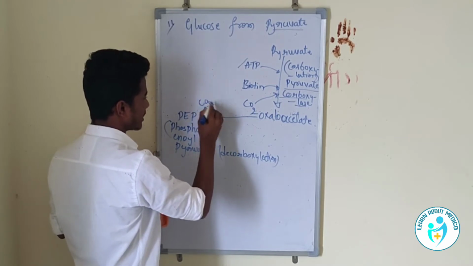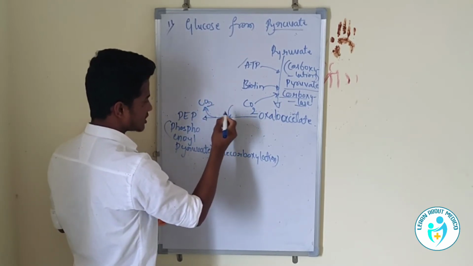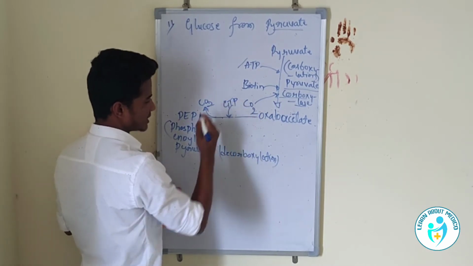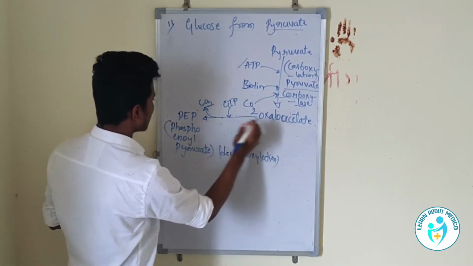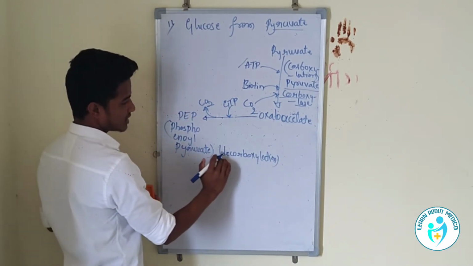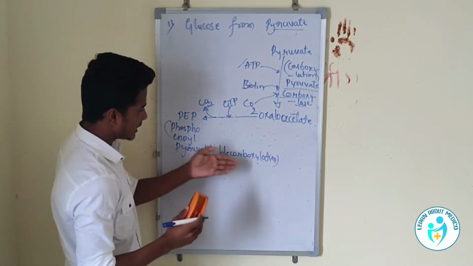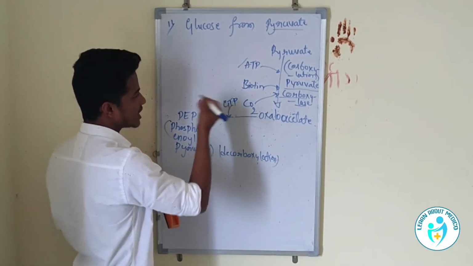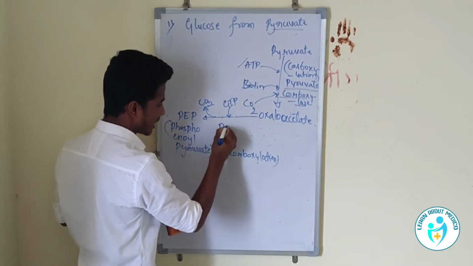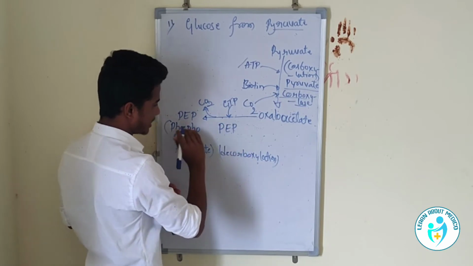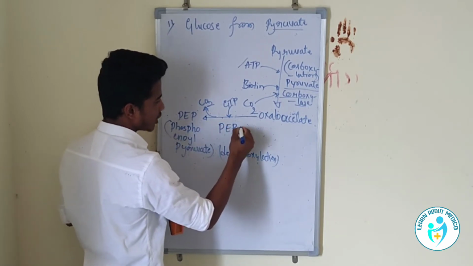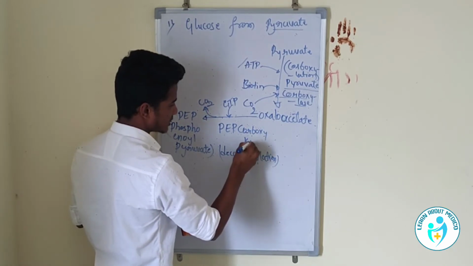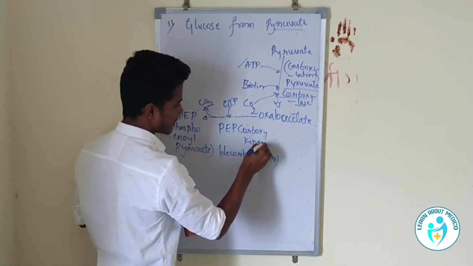This step needs GTP as an energy source. Oxaloacetate is converted into PEP in this decarboxylation reaction, which needs GTP with the help of the enzyme PEP carboxykinase, that is phosphoenol pyruvate carboxykinase.